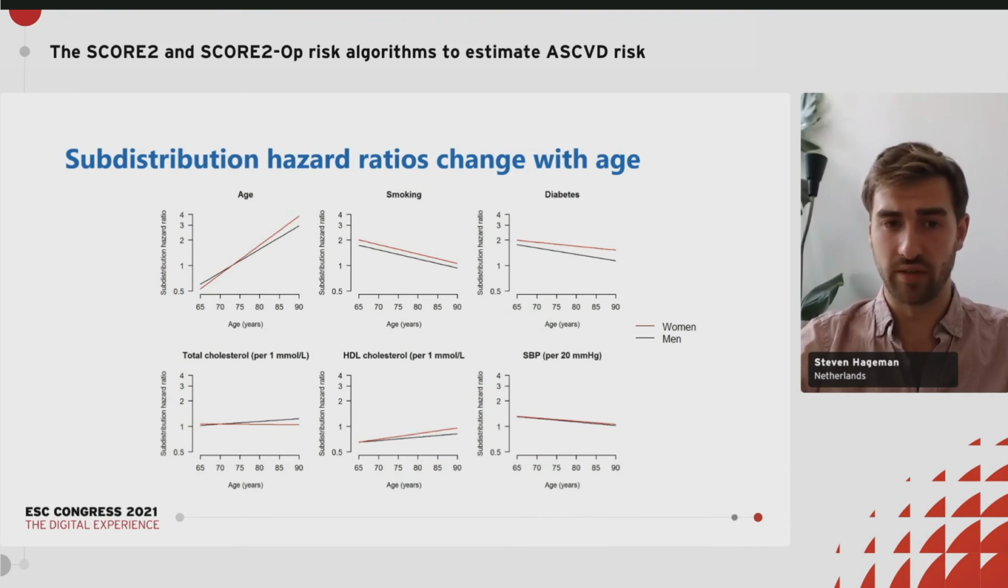What can be seen is that there's a different coefficient for men and for women for every risk factor, and that the effect of the risk factors indeed attenuates with increasing age.